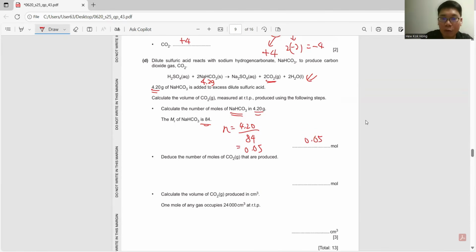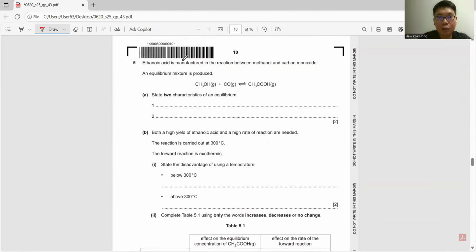Next, deduce the number of moles of CO2 that are produced. We already know here is 0.05. When you get this, we know their ratio is 2 to 2. So here 0.05, here also 0.05. Next, calculate the volume of CO2 produced in cm cube, and they tell you 1 mole of gas occupies this many cm cube at RTP. So we just use this times this, 1200 cm cube. Let's go to question 5.